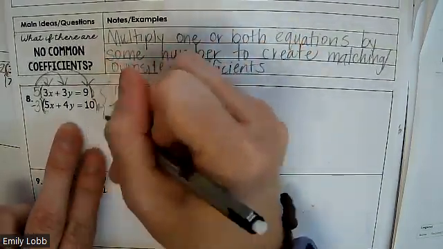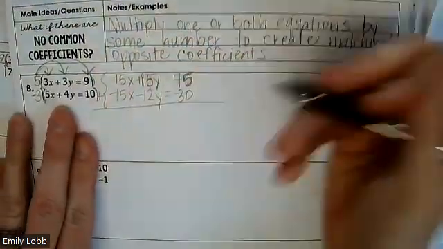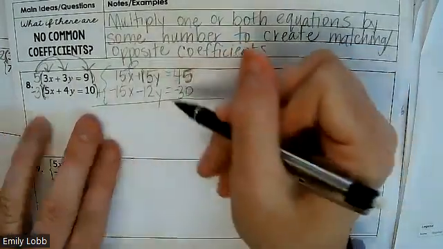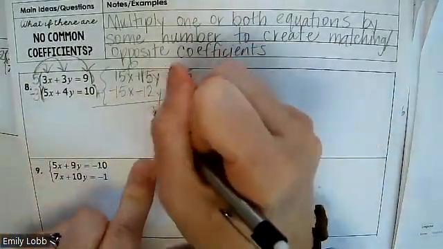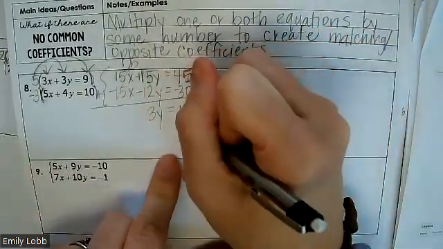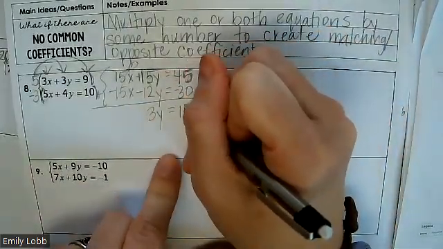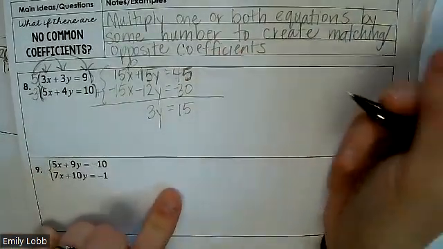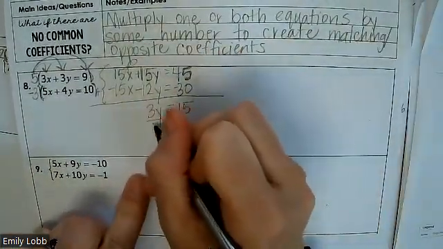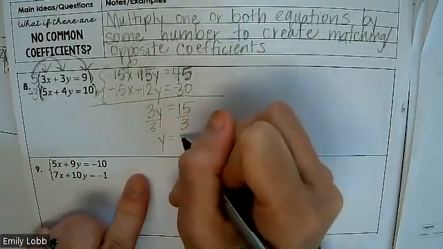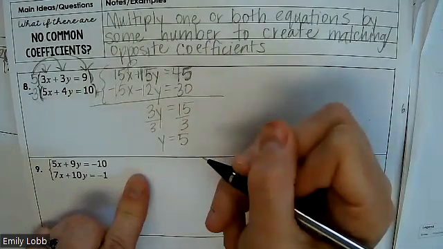Now I can simply add these two equations. 15 minus 15 is 0. 15 minus 12 is 3. And 45 minus 30 is 15. I have a one-step equation now. I divide by the coefficients. So 1y is equal to 5.